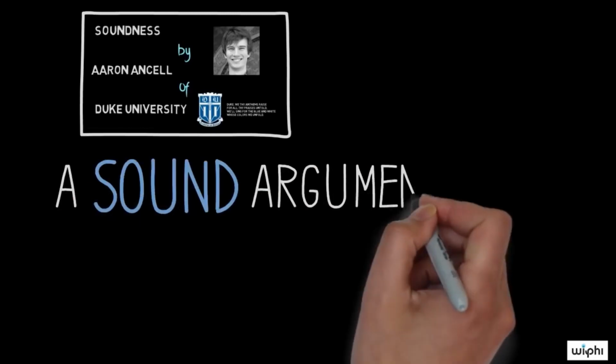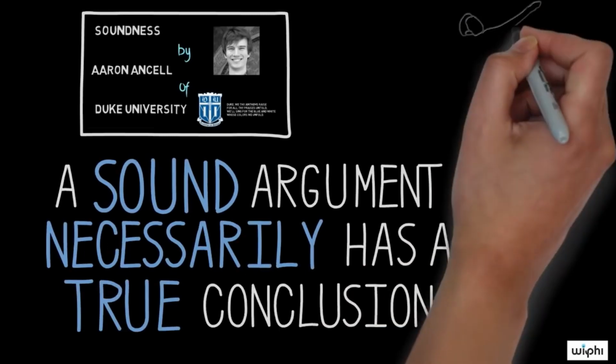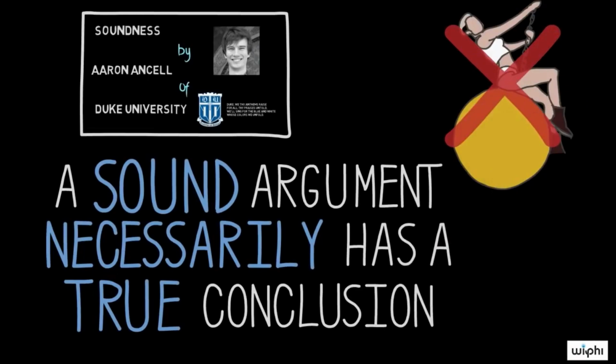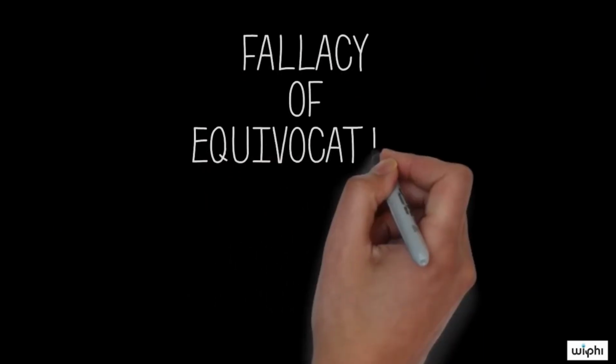You might recall from a previous video that an argument with a valid form and true premises is considered sound. You might also recall that a sound argument necessarily has a true conclusion. But you're probably not convinced that Miley Cyrus is an exploding ball of gas, and you're right to think that the logic is flawed. So what's wrong with this argument? This argument commits the fallacy of equivocation.